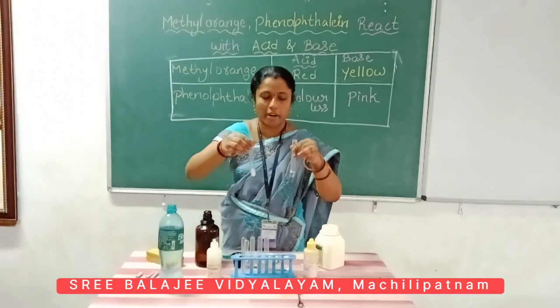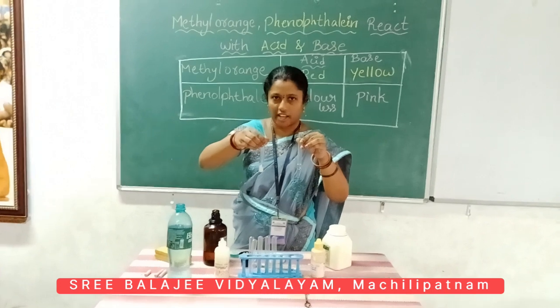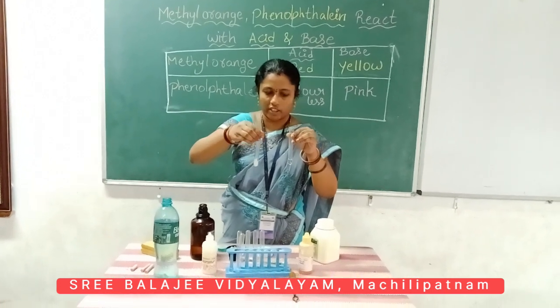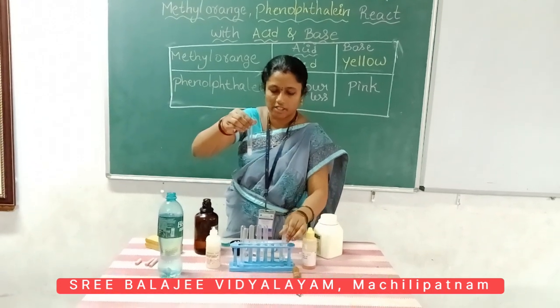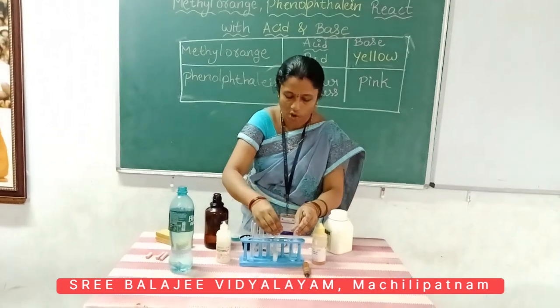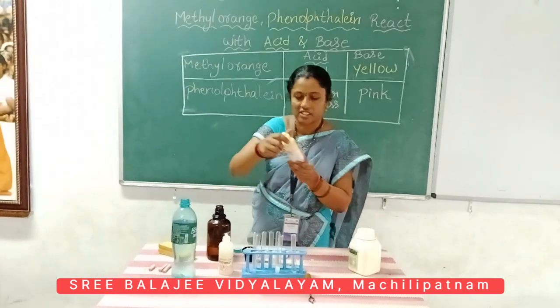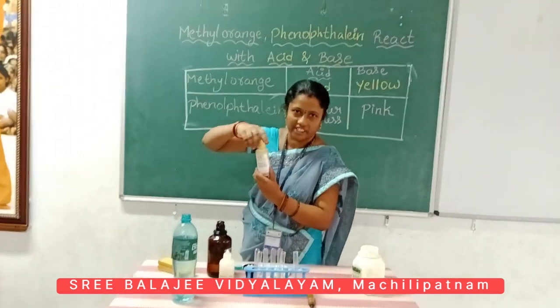So in the first test tube I take hydrochloric acid or sulfuric acid. Any acid you can take in one test tube. The second test tube is sodium hydroxide. So one is a strong acid, another one is a strong base. So I take first the methyl orange indicator.